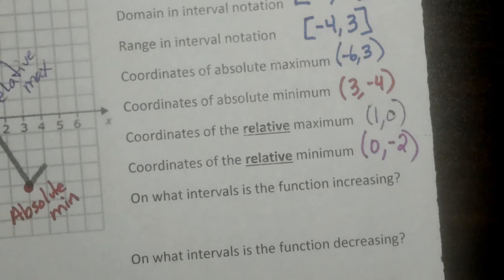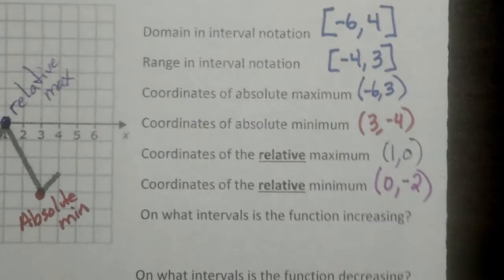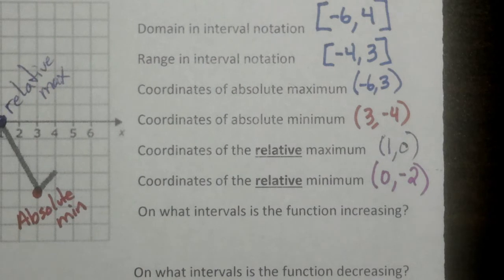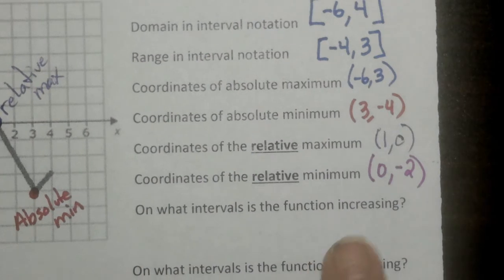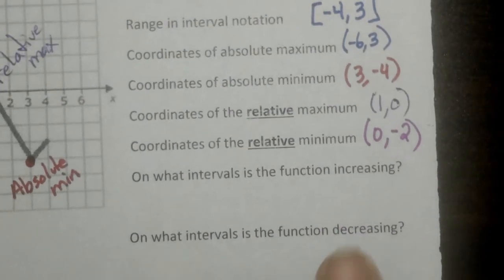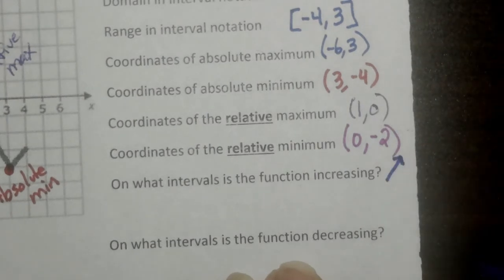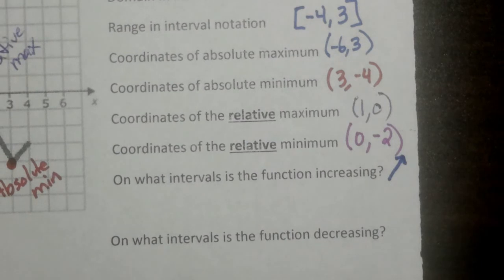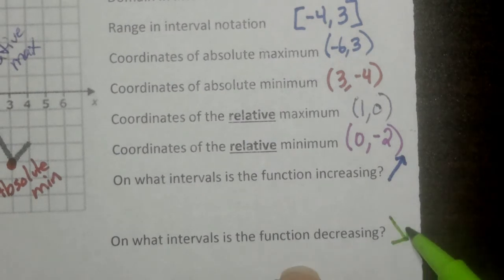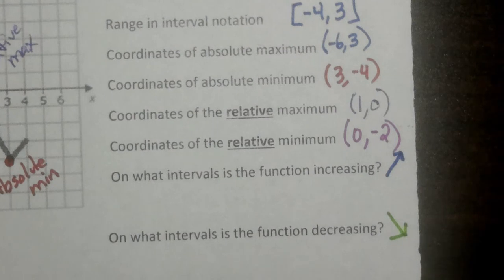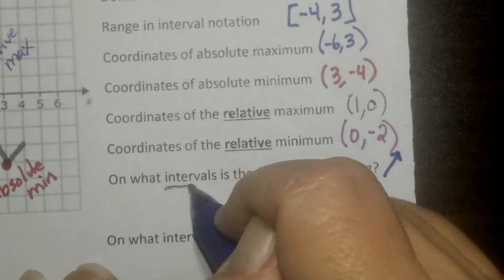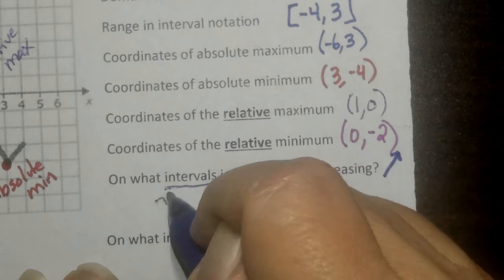All right. So now we're going to talk about the last idea. Okay, so now we're going to talk about when a function is increasing or decreasing. So this goes back to your slope. So when your slope is positive, like this, you're increasing. And when your slope is negative, you're decreasing. Okay? But when it says on what interval, what you need to understand is we're measuring this interval on the x.